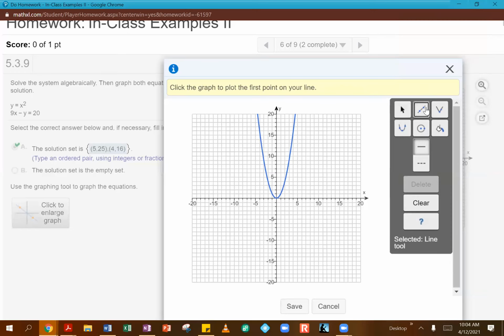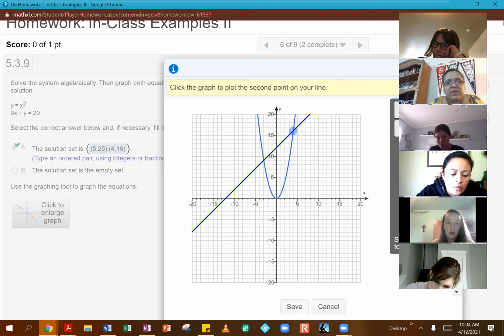And then, of course, we need to have our straight line. So again, we know these 2 points, 5 and 25 and 4 and 16 also fall on our straight line. Now, since we don't have the option of doing 5 and 25 because our y-axis only goes to 20, we can still do 4 and 16 for this guy also, which needs to be up here. So we can do that. And what other point can we use to graph that line 9x minus y equals 20?